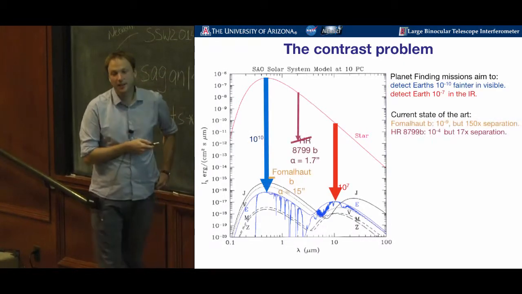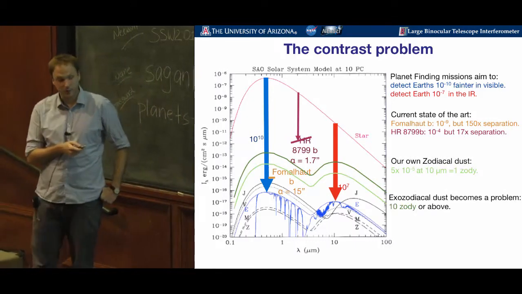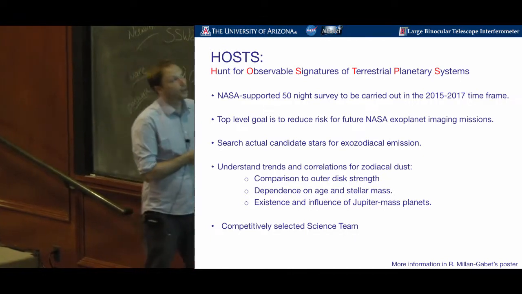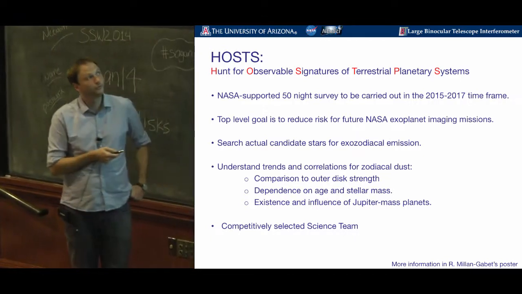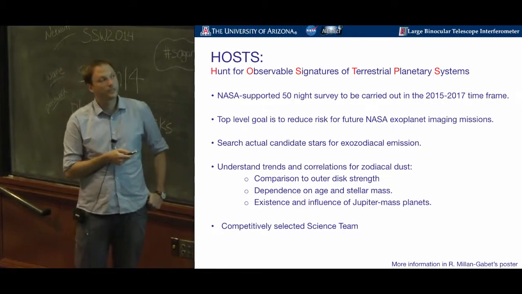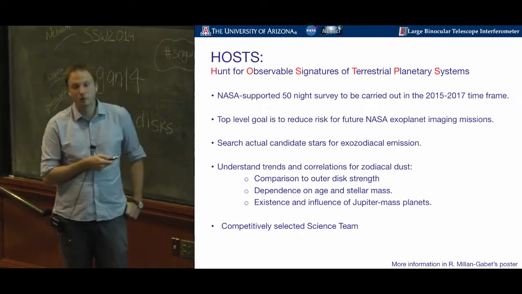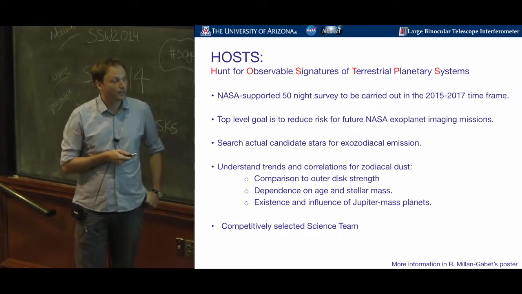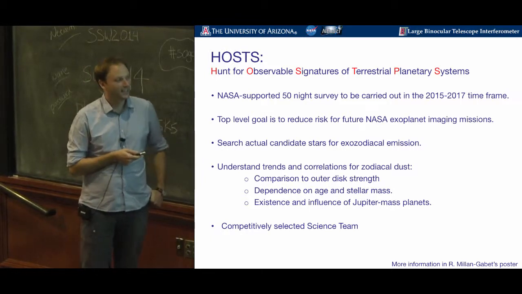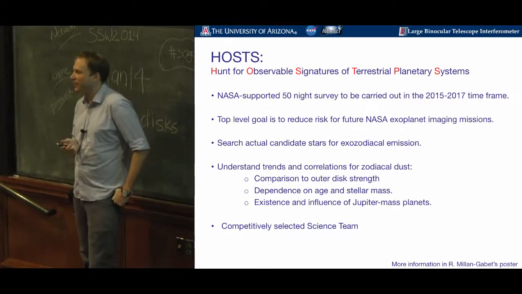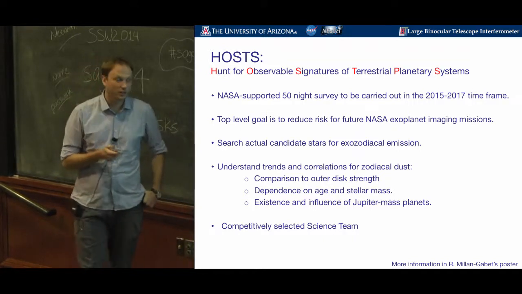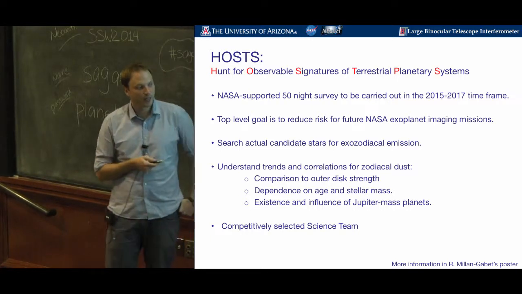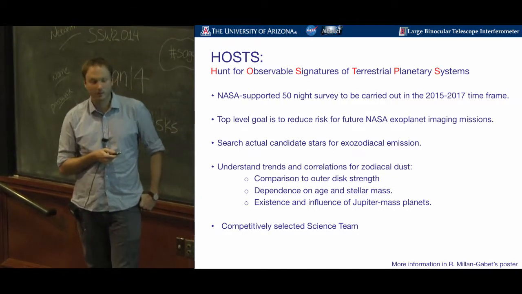Okay, so the LBTI has been funded to do a survey called HOST, the Hunt for Observable Signatures of Terrestrial Planetary Systems. We plan to do a 59-star survey starting in 2015, and as I said, the goal is to reduce the risk for future exoEarth imaging missions. A competitively selected science team has defined a catalog, a list of stars that we will observe. There are 2 posters about that. Raphaël Millan-Gabet can talk about that in more detail.